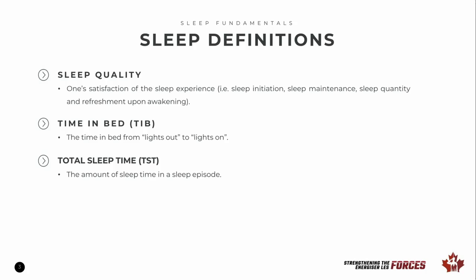Time in bed, or TIB, is the time between lights out to lights on. So essentially the time when you get into bed and turn the lights off and you're ready to get to sleep, and the time when you get out of bed. Total sleep time, or TST, is the amount of actual sleep in a sleep episode. This is equal to total sleep episode less any wake time.